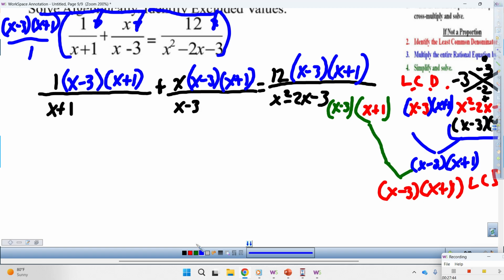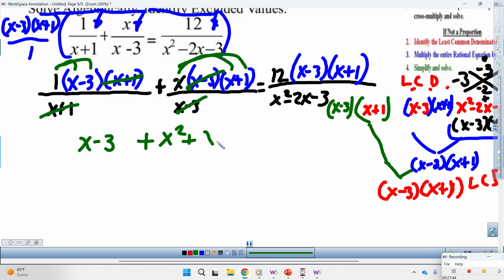All right, let's simplify. What's our giant one for the first fraction, people? X minus 3, and that leaves us with 1 times x plus 1, or if you distribute the 1 here, it gives us x plus 1. Plus, what's our giant one for the second fraction? X plus 1. So that leaves us with x and x minus 3. So distribute the x here. That gives us x squared minus 3x, equals.